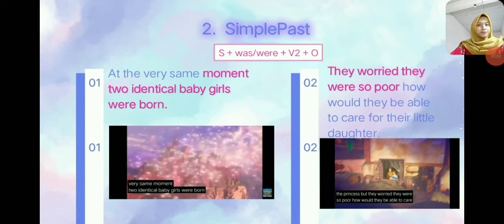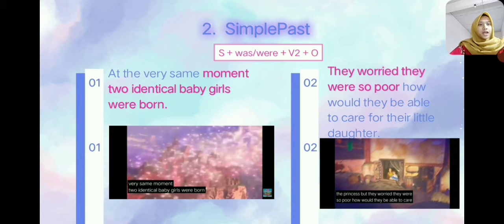Simple past has the formula subject plus was or were plus verb 2 plus object. The example sentence: at the very same moment, two identical baby girls were born. Two identical baby girls is subject, were born is were plus verb 2. At the same moment in the past, there were two identical baby girls who were born. It means that the birth started and stopped at some moment in the past.